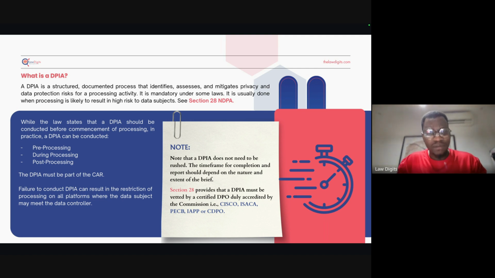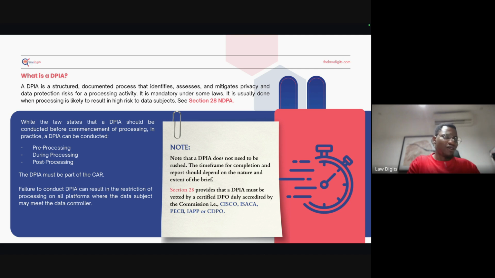So why does the law state that a DPIA should be conducted before commencement of processing? In practice, a DPIA can be conducted pre-processing, during processing, and post-processing. At the end of it all, we are trying to create laws that are definitely enforceable. But we have to understand that when you enact a new law, you have to give it time to breathe, and for people in the community to get accustomed to what you're talking about. People are already processing data before the law came on board. So you can't say that they must conduct it prior to commencement.